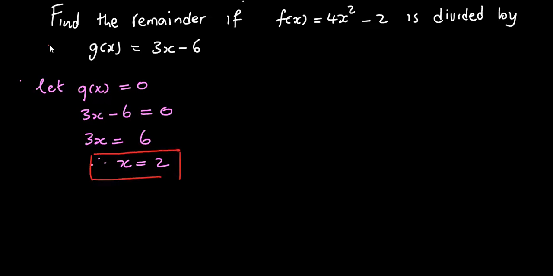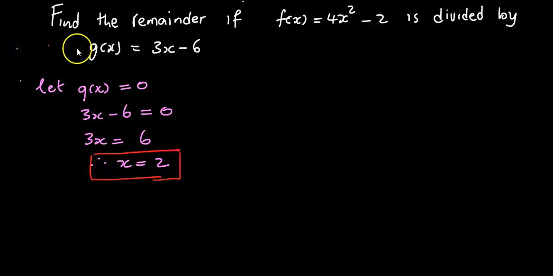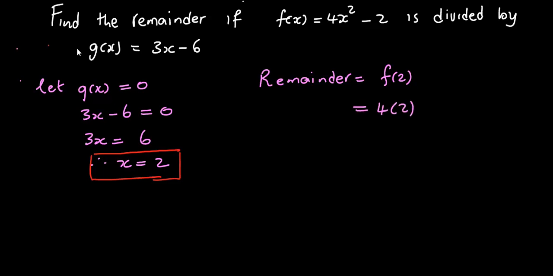So now that you have the value of x, to find the remainder, you're going to say that your remainder will be equal to f(2). The answer that you got when you set g(x) equal to 0, you substitute it into the original equation. It's 4, where there's x you put 2, squared, minus 2.